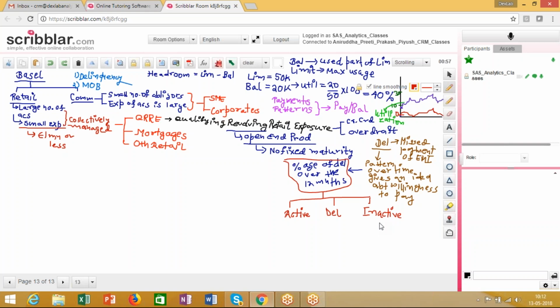So this is where this particular exercise happens. What I have is active, delinquent, and inactive. For the inactive segments, we generally do not develop any models.